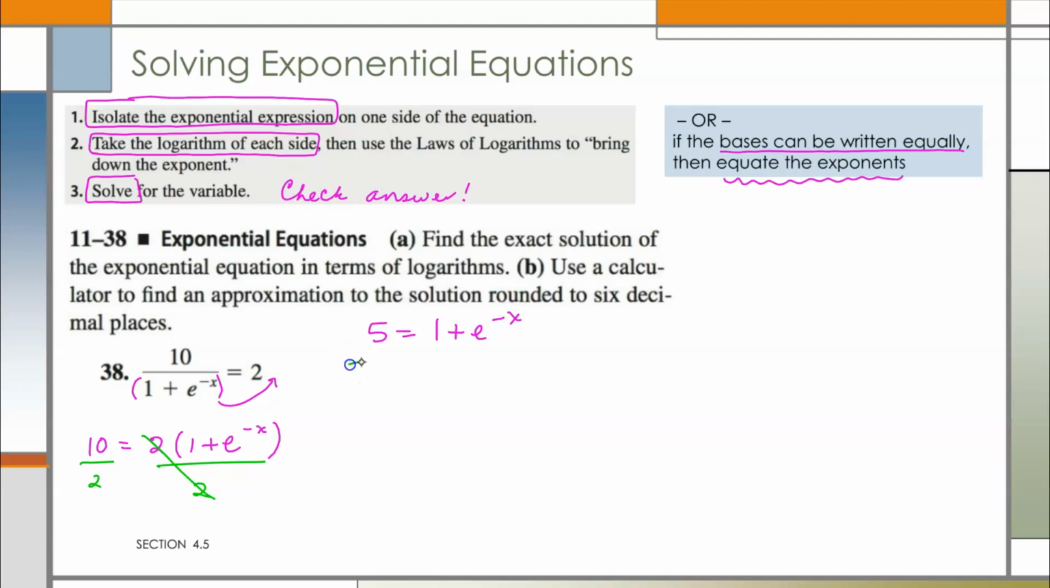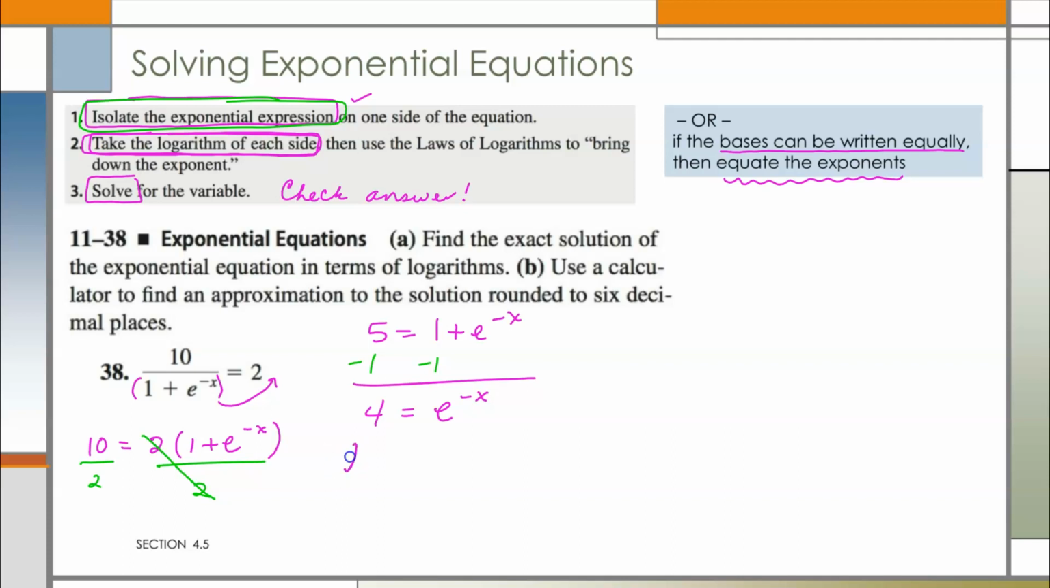Next, we're going to subtract 1. Remember, we're isolating the exponential function. That's the step that we're on. So we'll subtract 1 from both sides. That gives us 4 is equal to e to the negative x. Now we can take the log of each side. We have isolated our exponential expression.